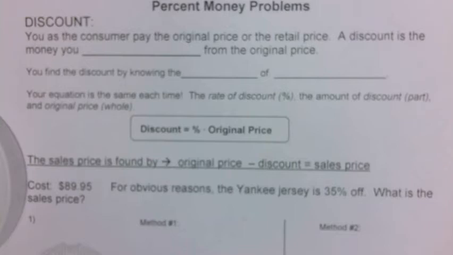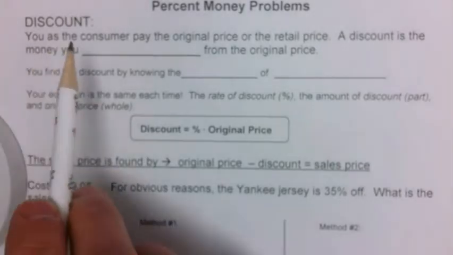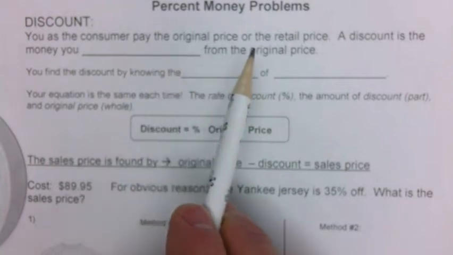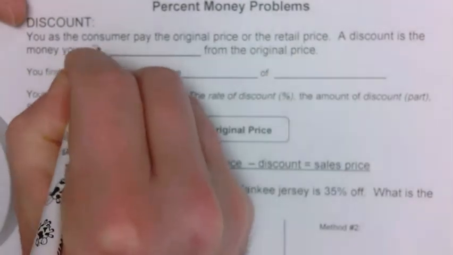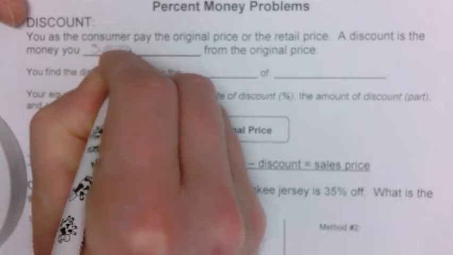In our lesson today, we're going to look at a number of areas that involve percents and money. And the first thing that we're going to look at is discounts. You, as the consumer, pay the original price, which is called the retail price. A discount is money that you subtract from the original price.